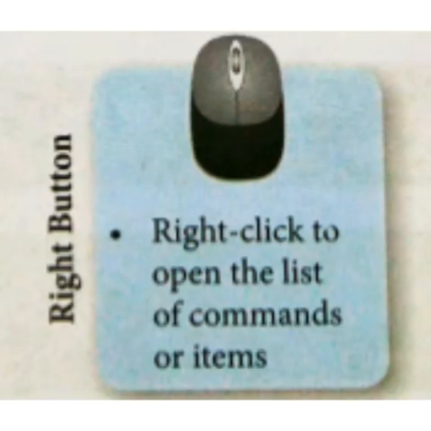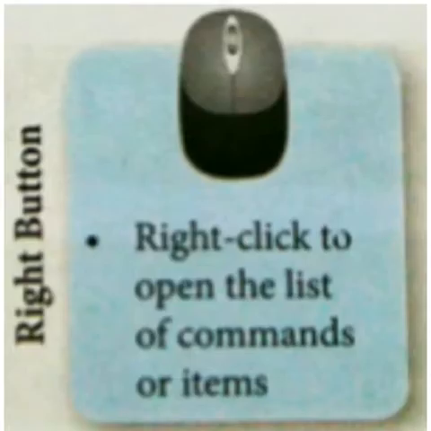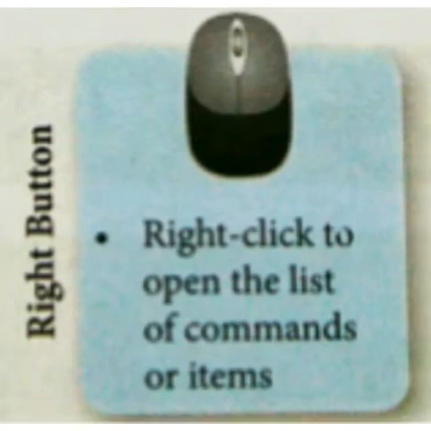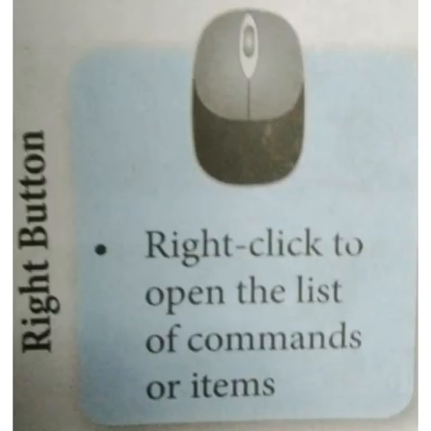Right button. Right click to open the lists of commands or items. What do you do with the right button? You can open the lists of commands. ओके आप जब राइट बटन दबाते हैं माउस का तो उससे आप एक लिस्ट को ओपन करते हैं और आप फिर उनमें से कमांड्स को चूज़ कर सकते हैं.